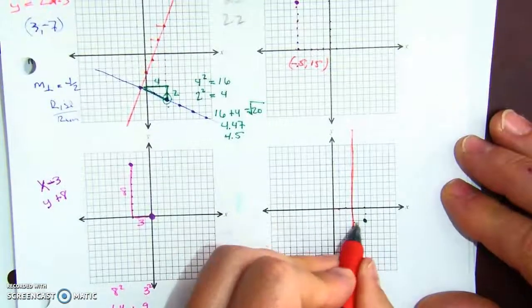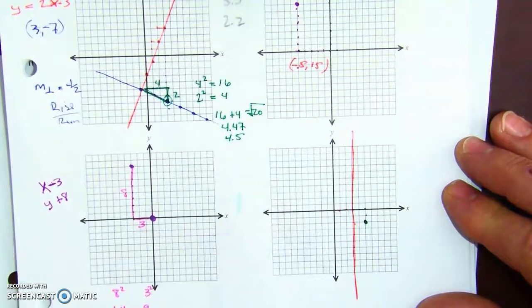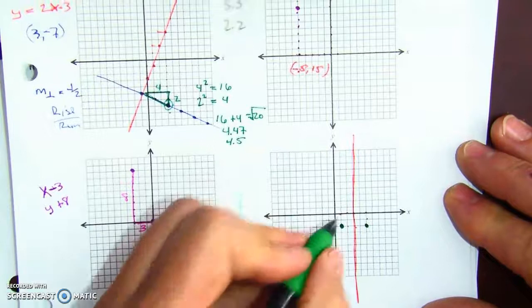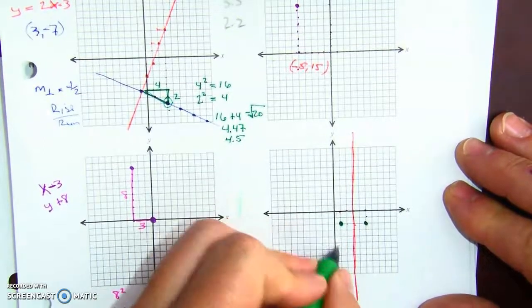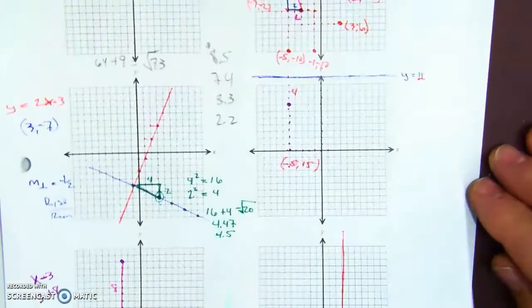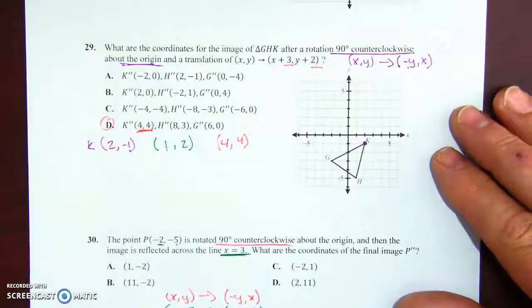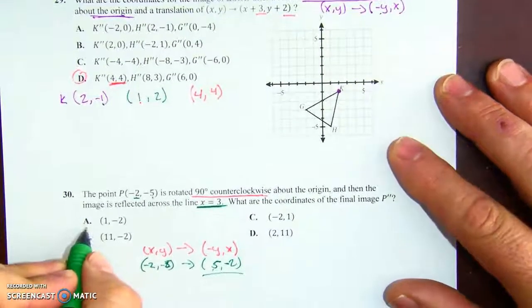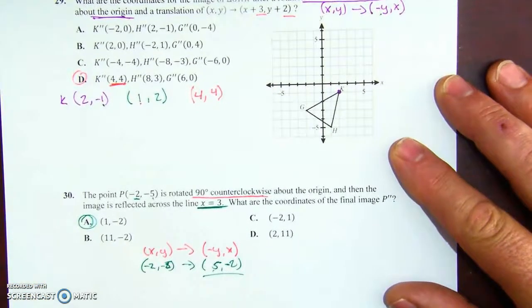That means we're going to go 2 units to the left of it, 1, 2, and that would be our new answer. So our answer in this case would be, looks like 1, -2. So let's go back and look at the problem and see if we have any of those answers on there. And we do. The answer is 1, -2. So our answer is A.